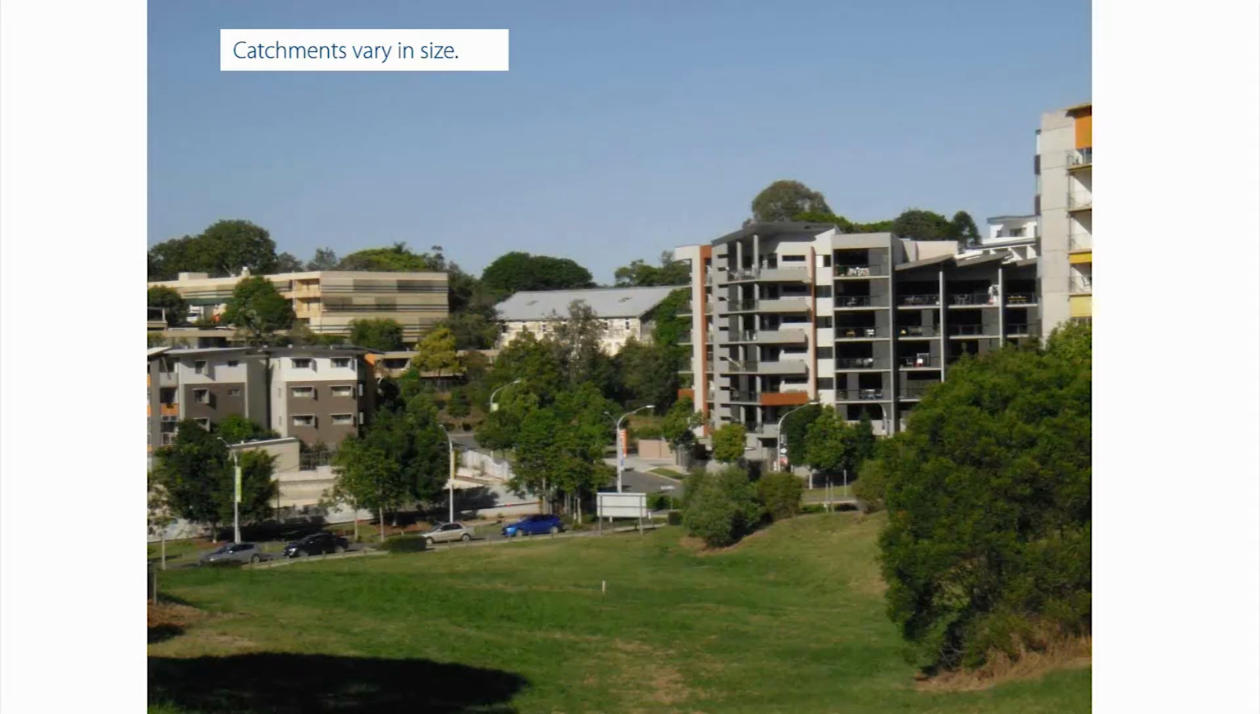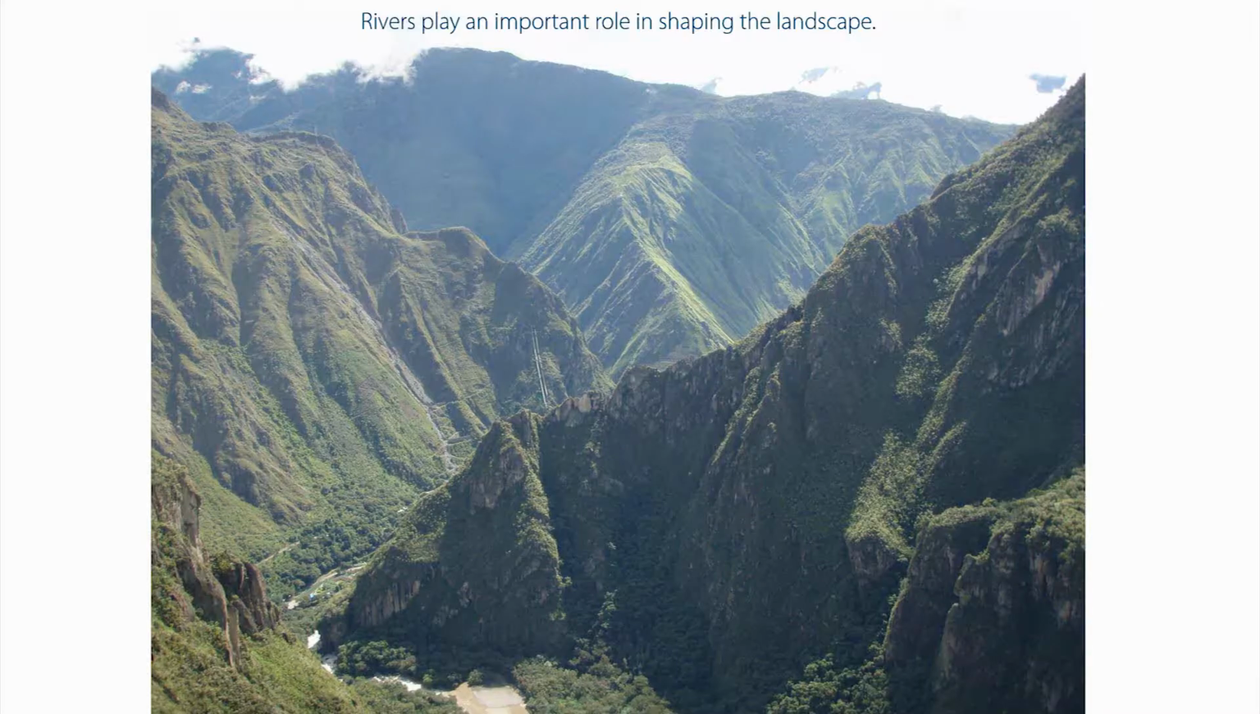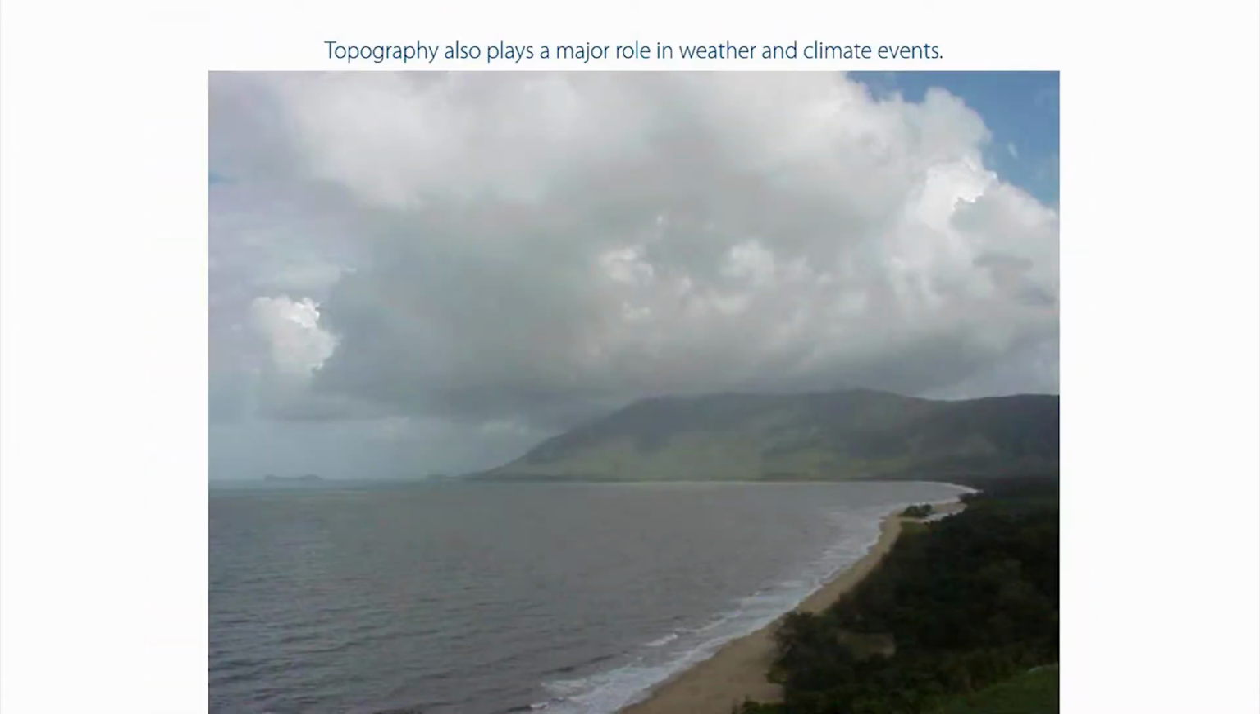Now, catchments can vary in size. They can be these local urban systems, or they can be these major catchment areas, as we showed on that previous slide. And rivers distinctly play an important role in shaping our landform, modifying our geographic characteristics from upland areas downstream out to the ocean. Topography itself has a key role, as described.